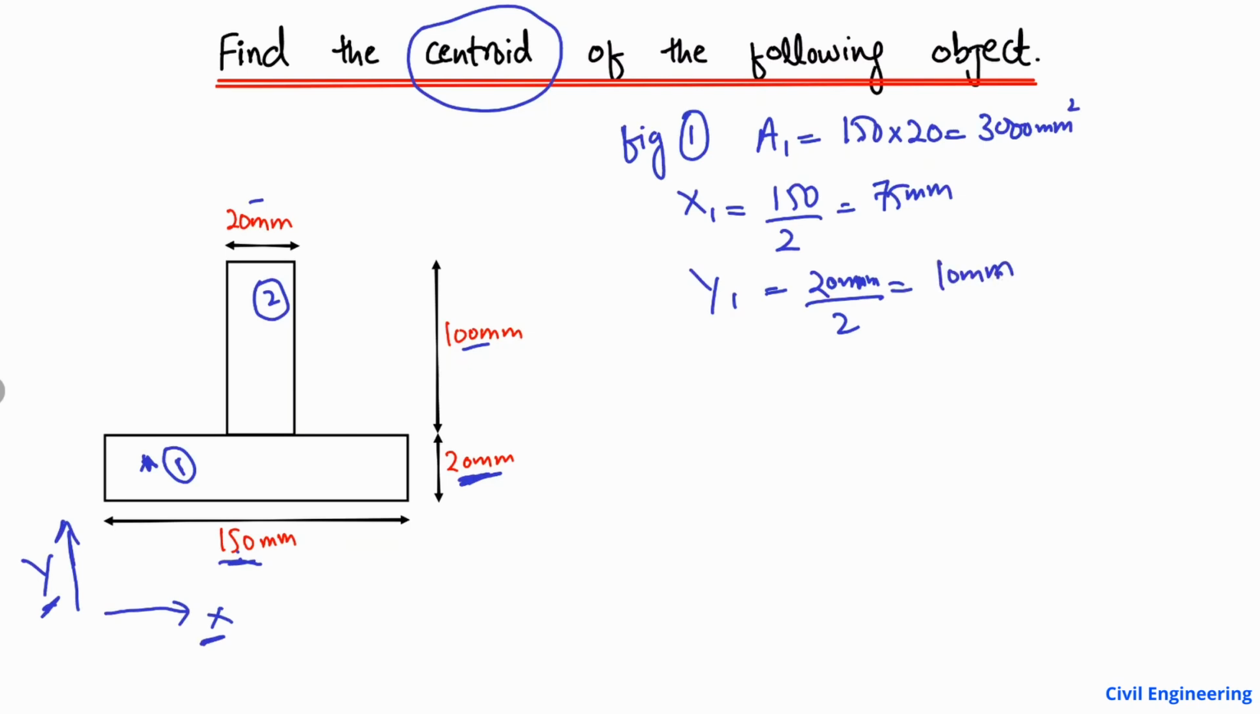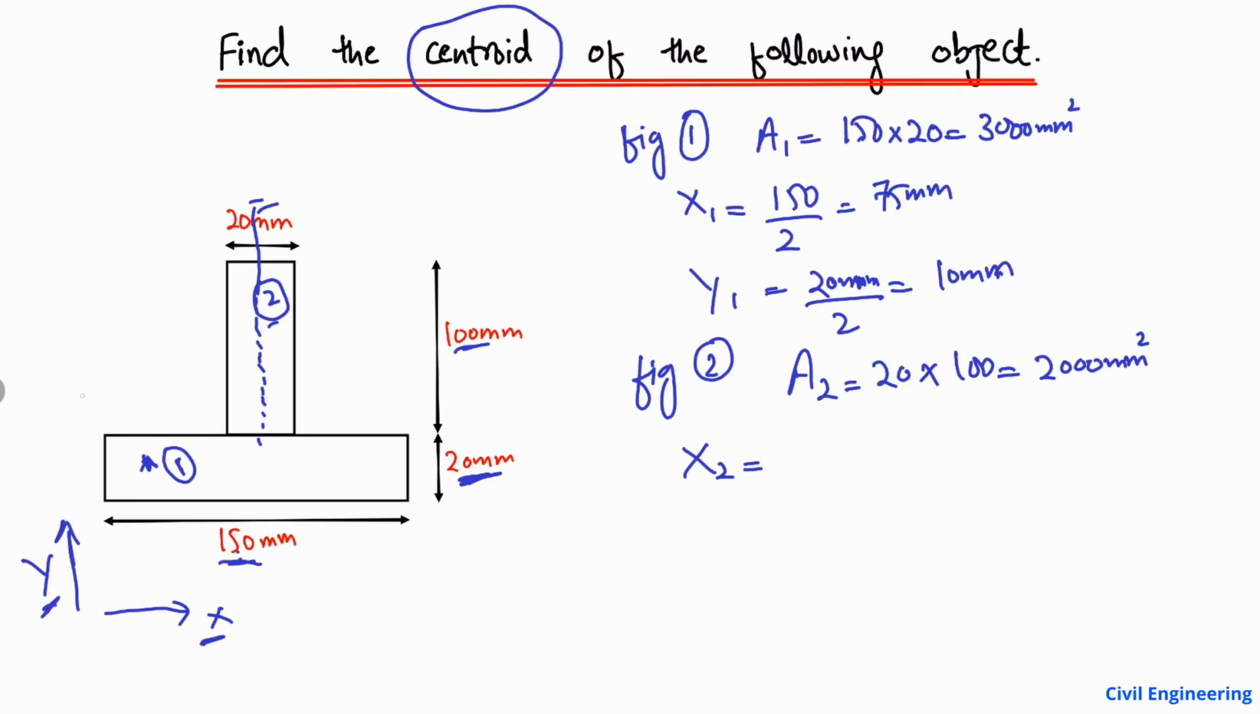In a similar way, we will find out for figure 2. Figure 2 will have the area A2, which will be 20 millimeter multiplied by 100 millimeter. I just multiply the dimensions of these two, so we get 2000 square millimeter as the area of the second object. Now how to find out x2? What is x2? x2 is basically the centroid of this shape in the x direction, from this x.